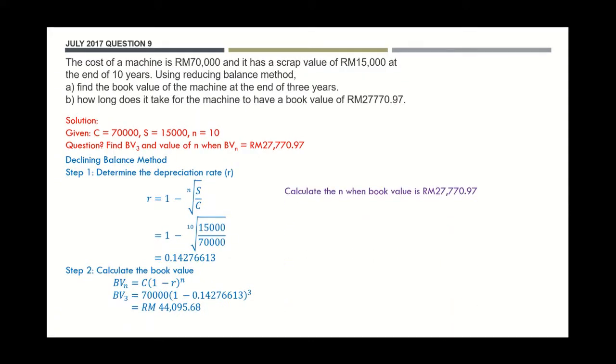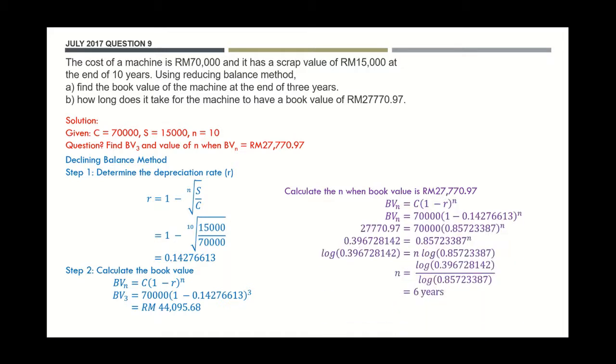Okay, the second part of the question asks you to find the value of N whenever the book value is equal to 27,770 and 97 cents. So how do you solve this problem? In this case, we are looking for the duration, or the value of N when BVN is equal to 27,770.97. Since we are given the book value, we can use the general formula for the book value to solve the problem.